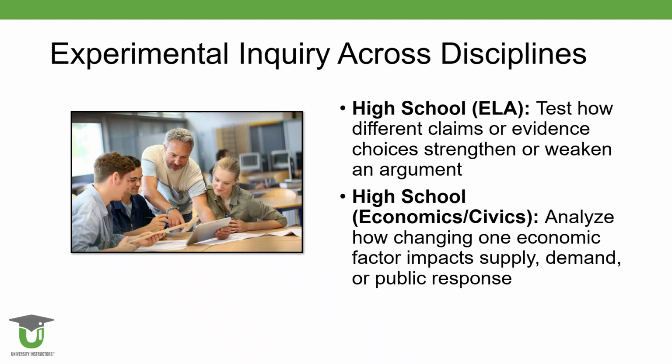In high school economics or civics, students use experimental inquiry to examine cause and effect relationships. They analyze what happens when one economic variable changes, such as taxes, wages, or interest rates, and observe the impact on supply, demand, or public response. Students use data, simulations, or case studies to test predictions and justify conclusions with evidence. These examples reinforce that experimental inquiry is about testing ideas with evidence, not just conducting lab experiments, and it supports deeper thinking across content areas.